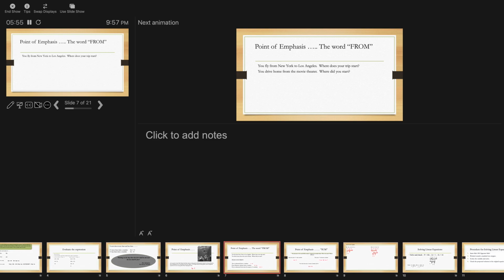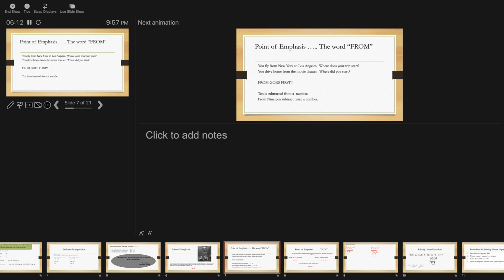Okay. Point of emphasis, the word from. From goes first. You fly from New York to Los Angeles. Where's your trip start? New York. You drive home from the movie theater. Where's the trip start? The movie theater. So you're going from the movie theater to home. From always goes first.